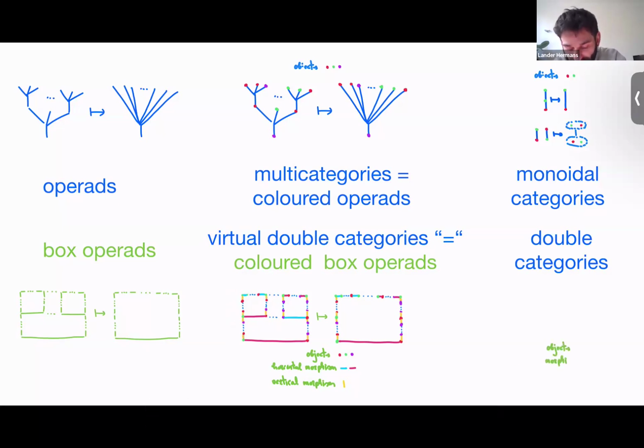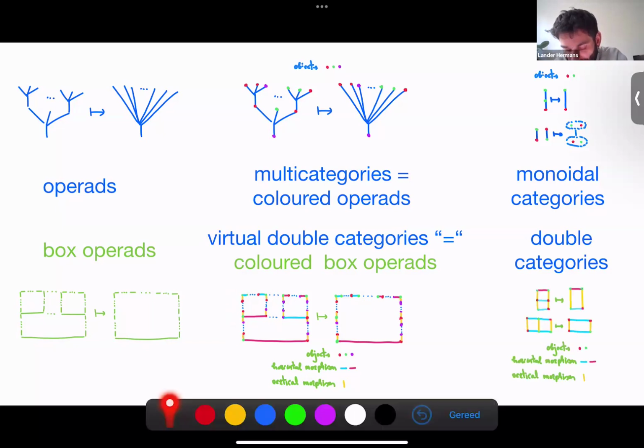And then double categories, as we know them, can also be drawn in this colored version, where we have both a vertical composition of arrows and a horizontal composition. So every double category can induce a virtual double category by first composing the top layer and then composing vertically the two on top. So that's the intuitive definition of what box operads and colored box operads are.